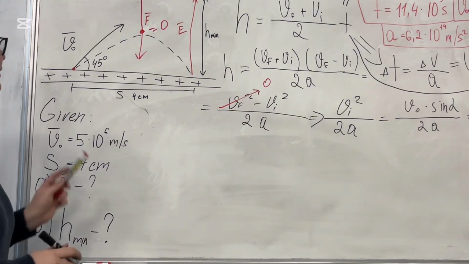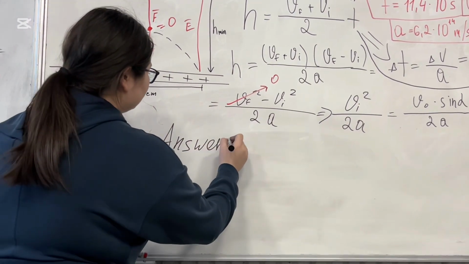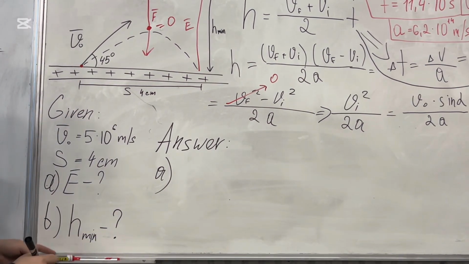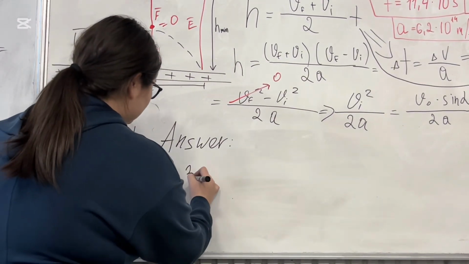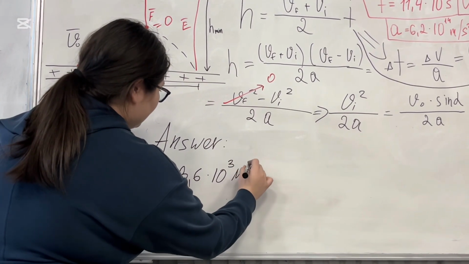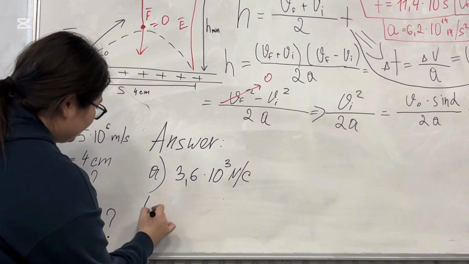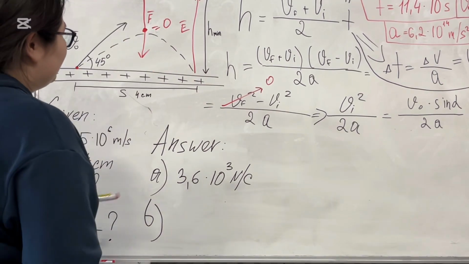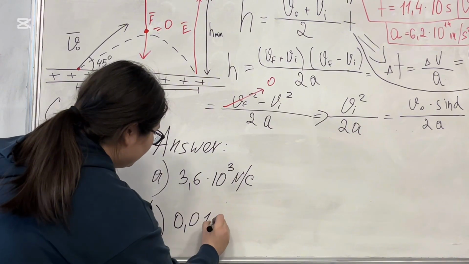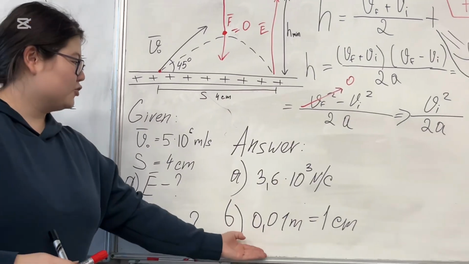So, okay, let's revise. In part A, we had to find the electric field in the capacitor. We found it. The answer was 3.6 multiplied by 10 to the power of 3 newtons divided by coulomb. In the second problem, we had to find the minimum distance between the two plates. It is equal to 0.01 meters, or 1 centimeter. This is the solution of this problem.